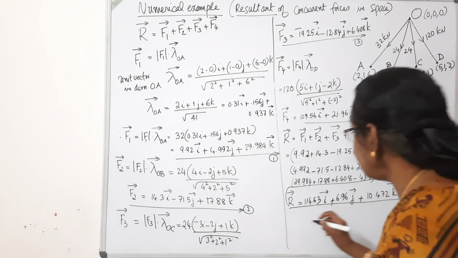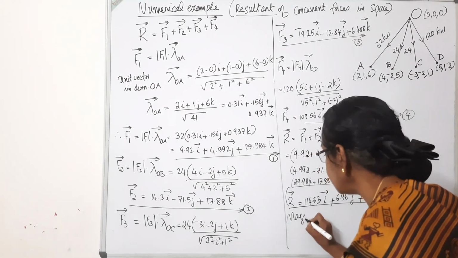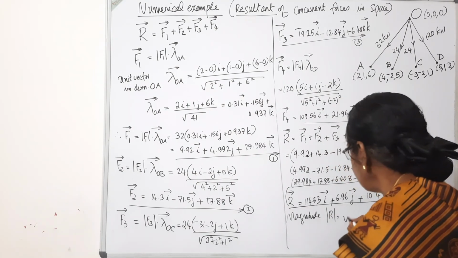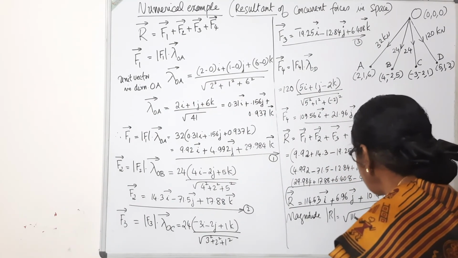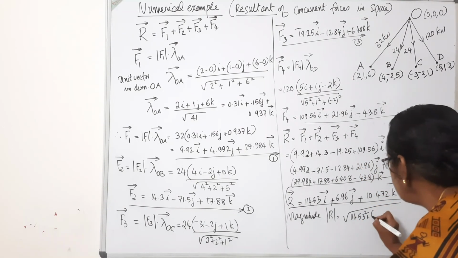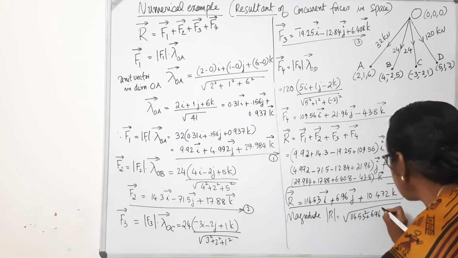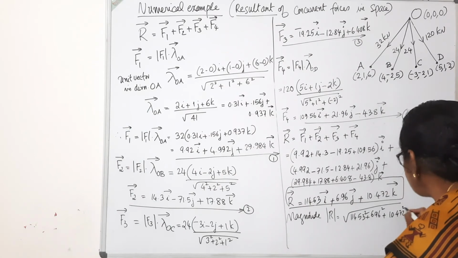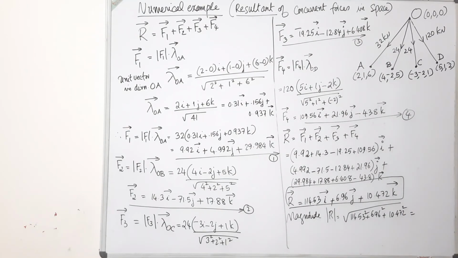If you find the magnitude of the resultant, it is equal to the square root of 114.53 square plus 6.96 square plus 10.472 square, which will give you the value 115.29. The unit is kilonewton. So that is the magnitude of the resultant.